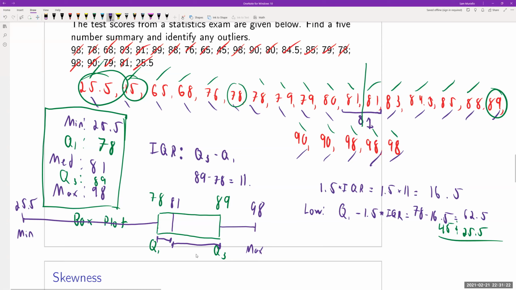On the high end, we're looking for Q3 plus 1.5 times the IQR, which would be 89 plus 16.5. So that will be 105.5. Now, of course, there's no data scores above 105 for this exam. The highest I see is a 98. So there are no high outliers.